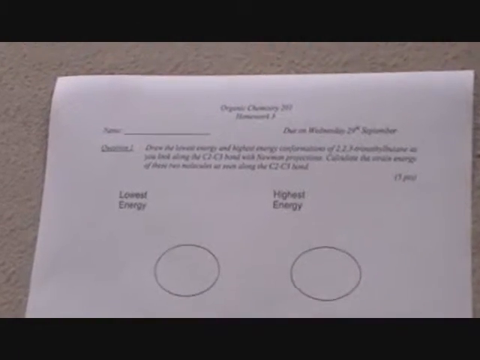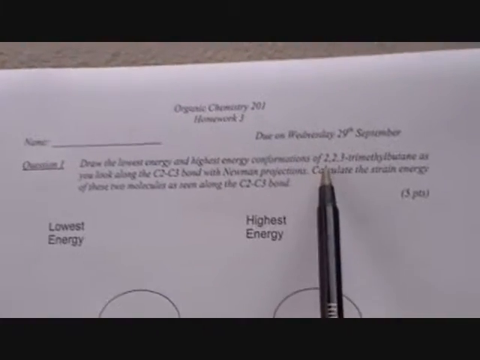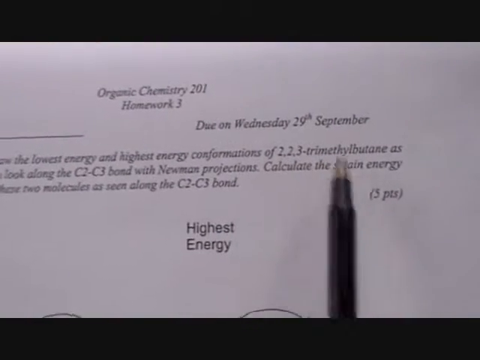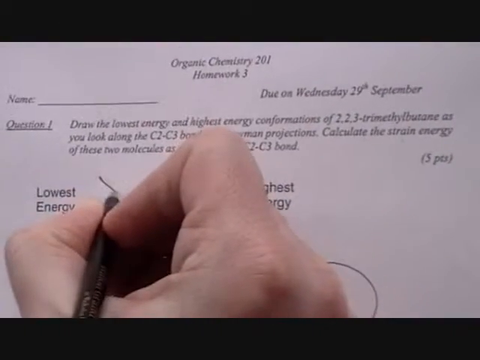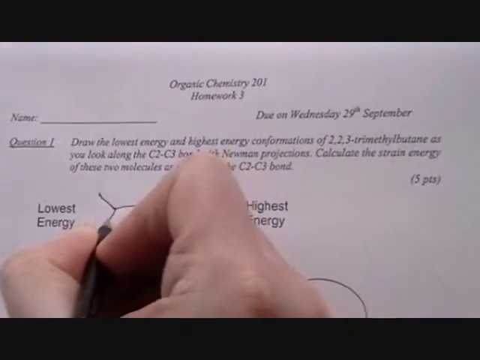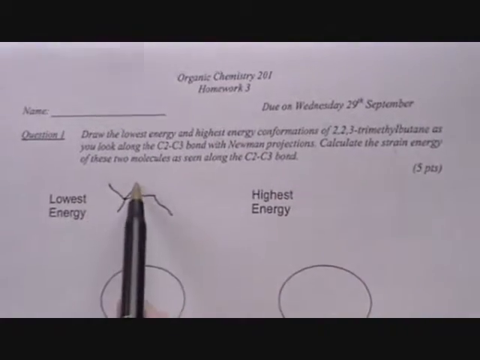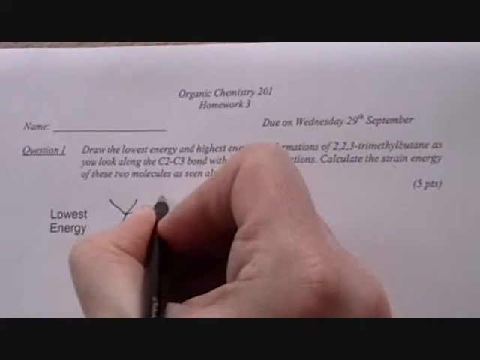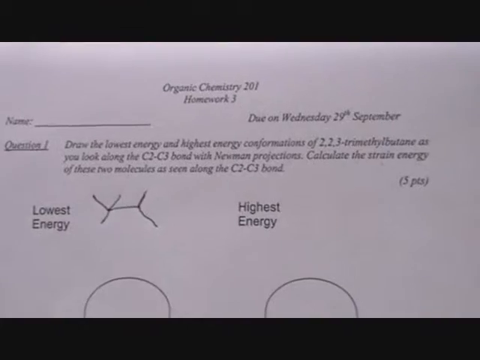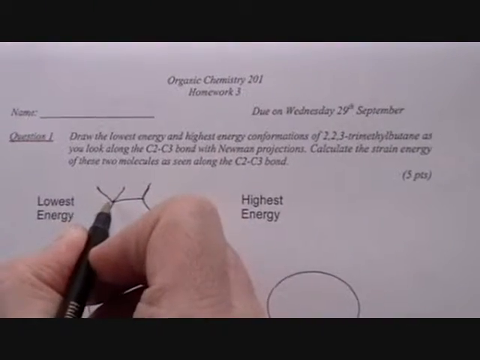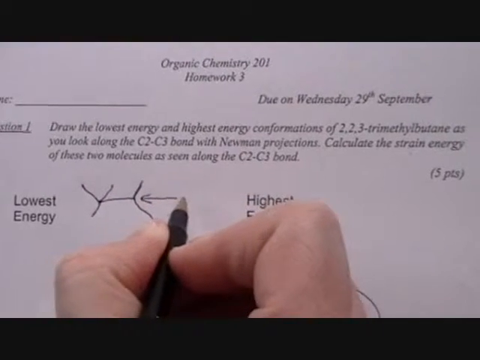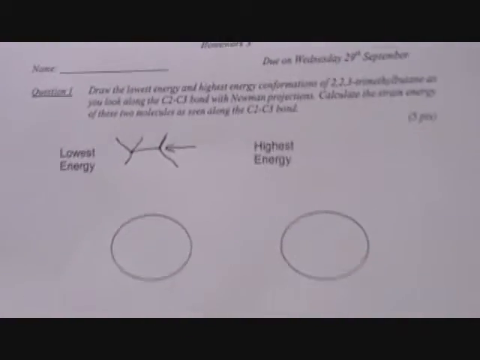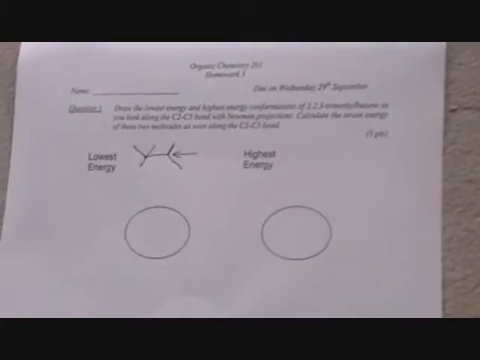So question 1 is talking about this 2,2,3-trimethylbutane molecule, which if I draw quickly, we have methyl substitution twice on the second carbon, and then methyl substitution again on the third carbon. So we're looking along this carbon 2 to carbon 3 bond, from this kind of angle, and looking at the groups which are attached.